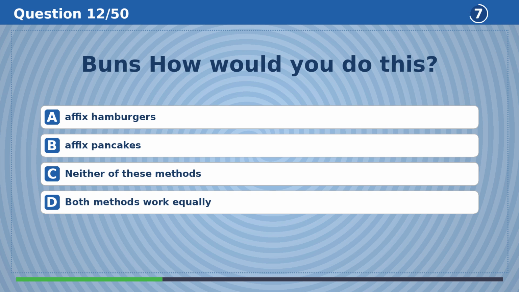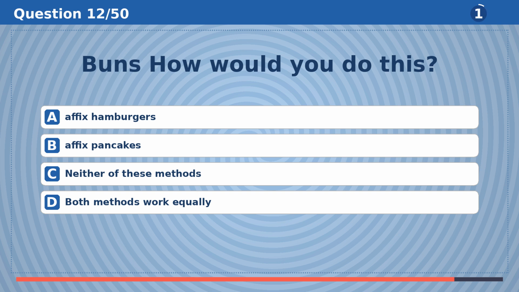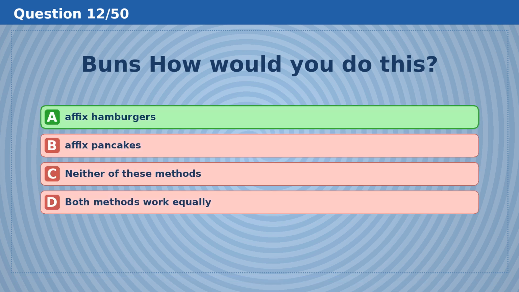How would you do this? The answer is A, affix hamburgers.